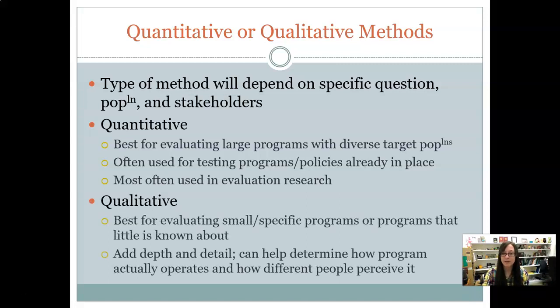But qualitative methods can be used for evaluating really small or specific programs, or programs that we don't really know a lot about, which again are probably going to be on a smaller scale when we're starting them off. This is where you would use these methods if you want to add depth and detail. It can help you determine how the program is actually operating, how different people perceive it. Maybe the numbers show that it's working, but everybody in it is miserable. That's important. So the qualitative adds that depth of information so you can know a little bit more about it. But you have to have a smaller population if that's the kind of method that you want to use.